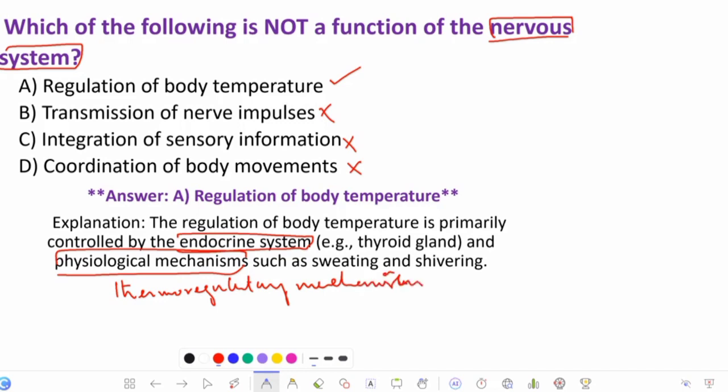Okay, it is a thermoregulatory mechanism like sweating and shivering. Sweating when we feel hot, and shivering when we feel cool. When our body temperature lowers, our body performs shivering, and when the temperature inside our body increases, our body performs sweating. So these are physiological mechanisms. These are not the function of the nervous system to maintain the regulation of body temperature.